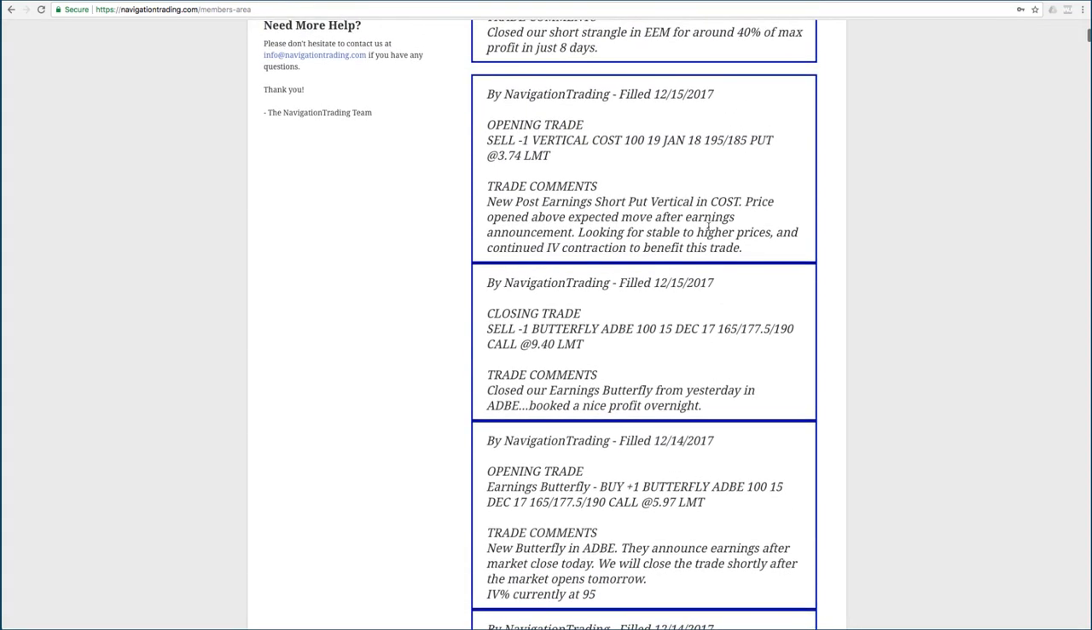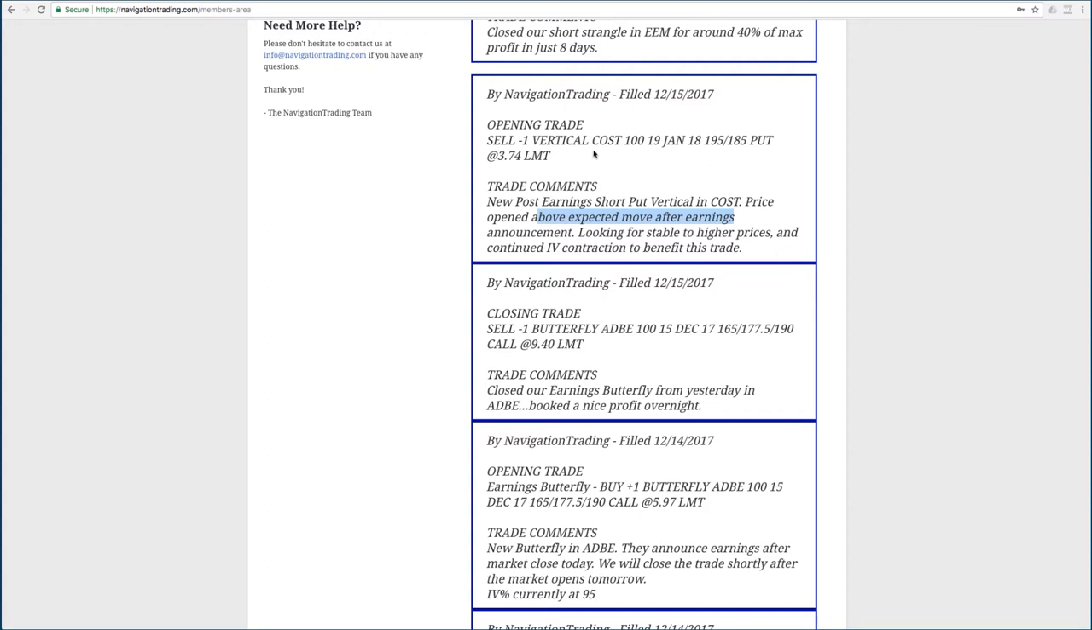And then the next trade was an opening trade in Costco. So Costco also announced earnings last night on Thursday after the close. Anytime a stock announces earnings and the price is above the expected move the next day, we typically look for price to stabilize and grind higher. So we put on a short call vertical in Costco.